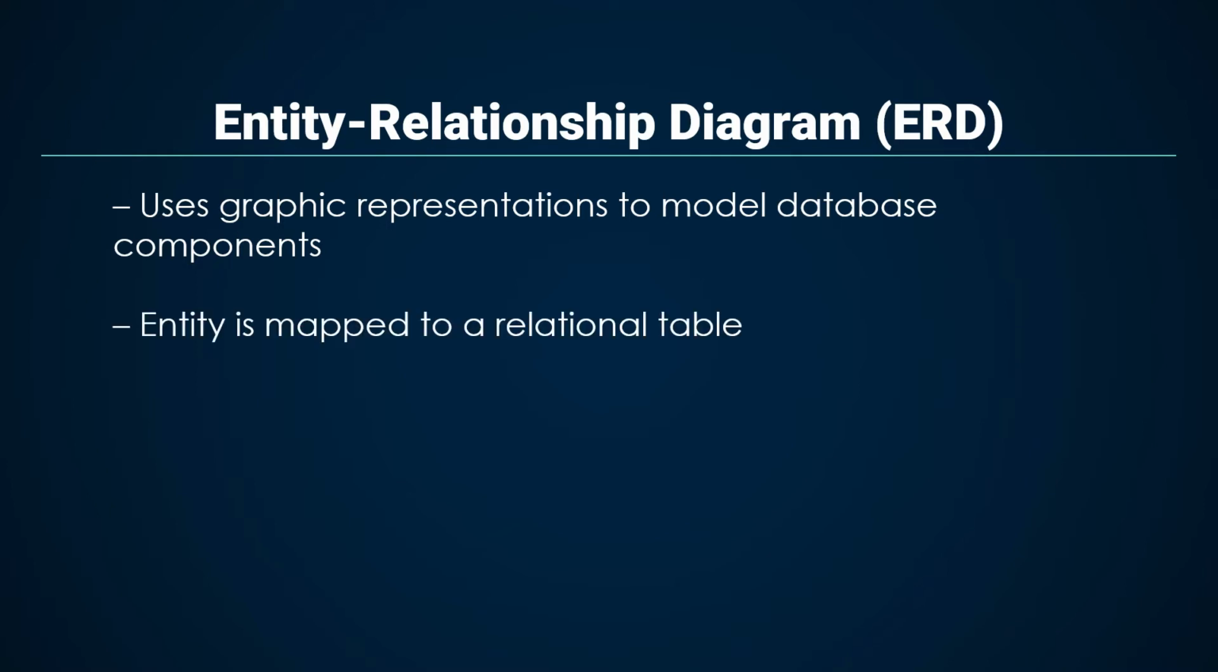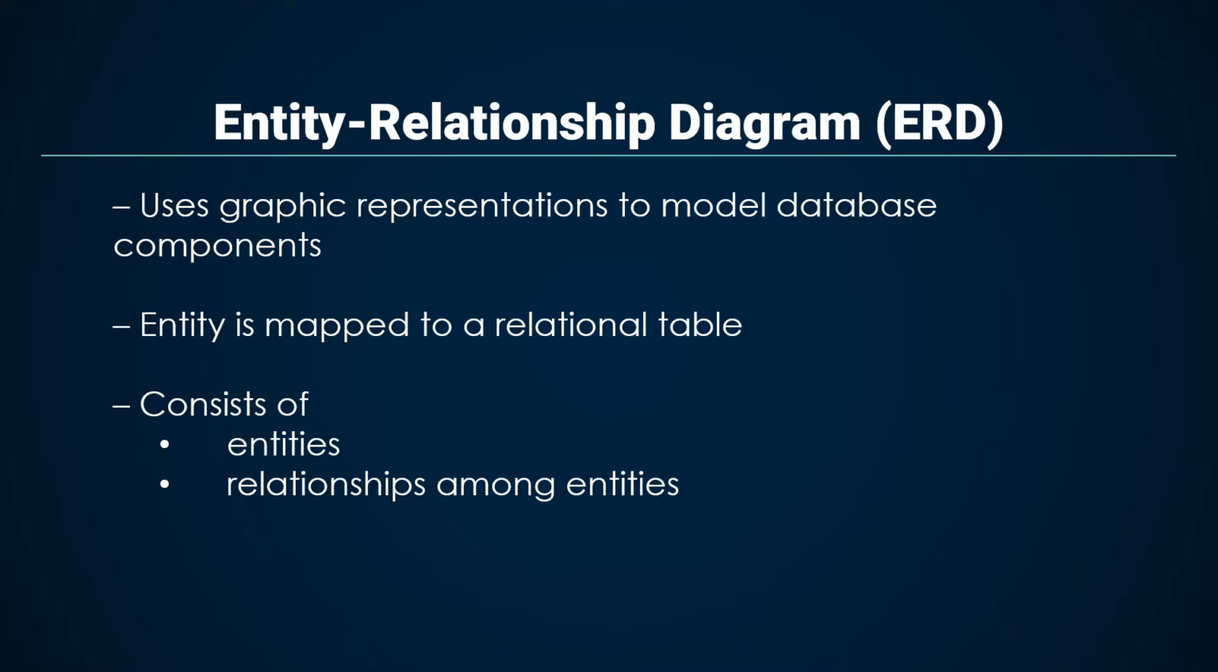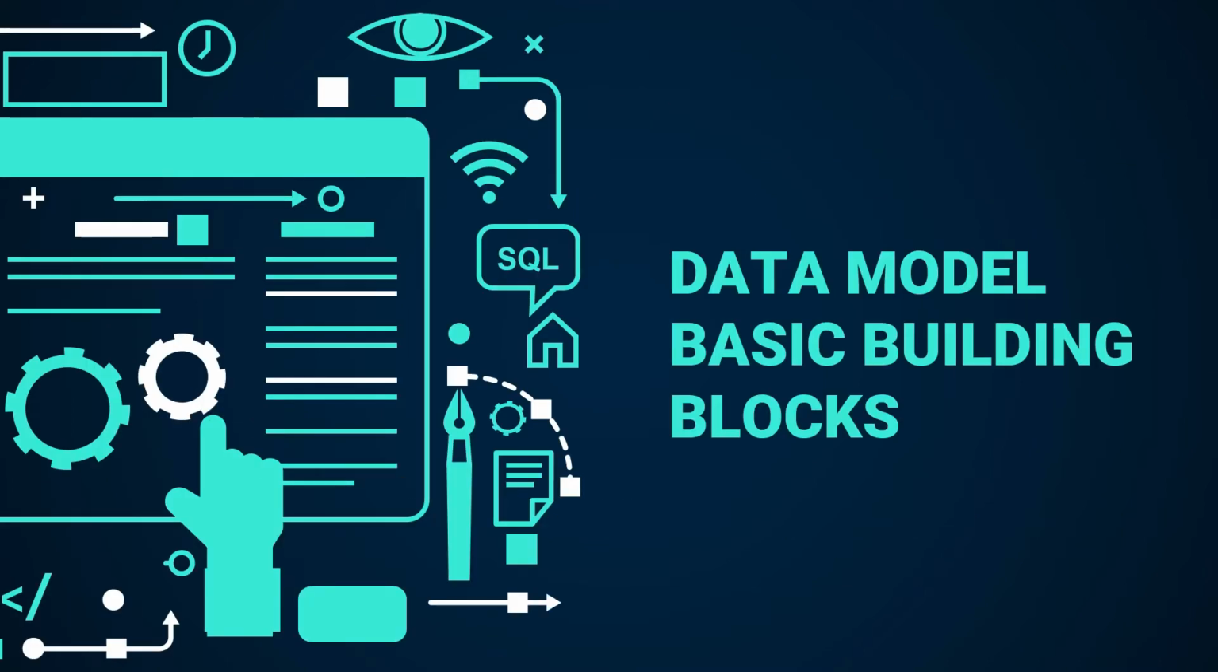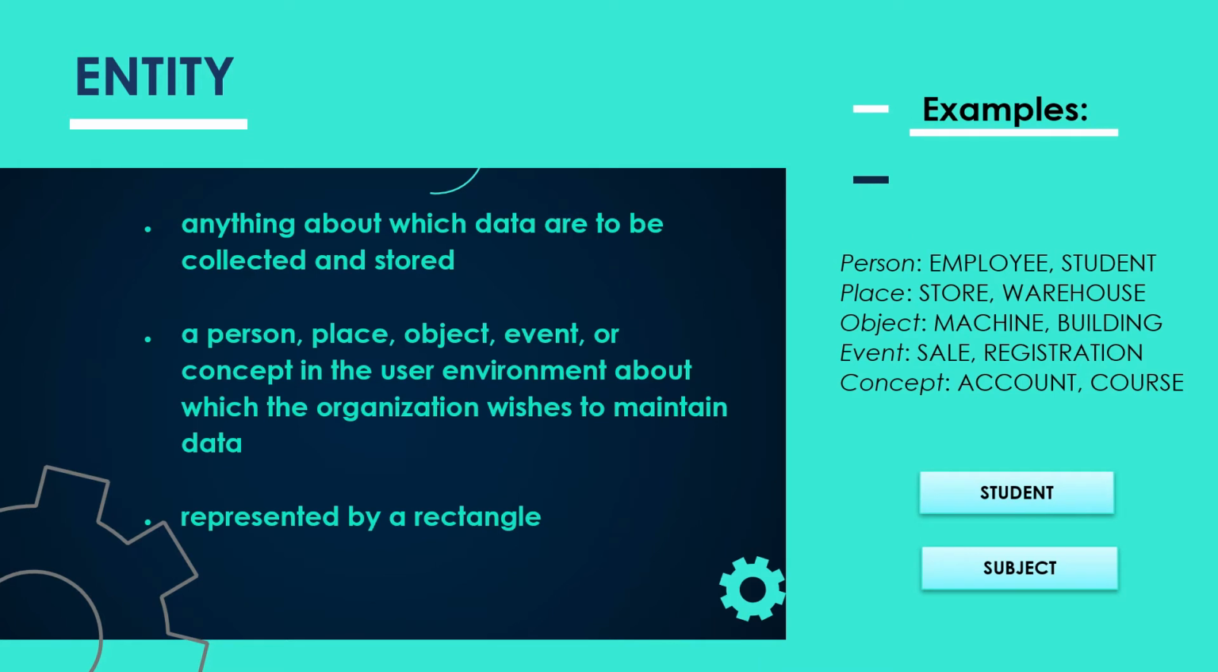The entity, which is part of the ERD, is mapped to a relational table. The ERD consists of entities, relationships among entities, and attributes of both the entities and their relationships. These are what we call the data model building blocks. First, let us discuss what an entity is. An entity is anything about which data are to be collected and stored. This can be a person, a place, an object, an event, or a concept that we want to store in our database. An entity is represented by a rectangle.